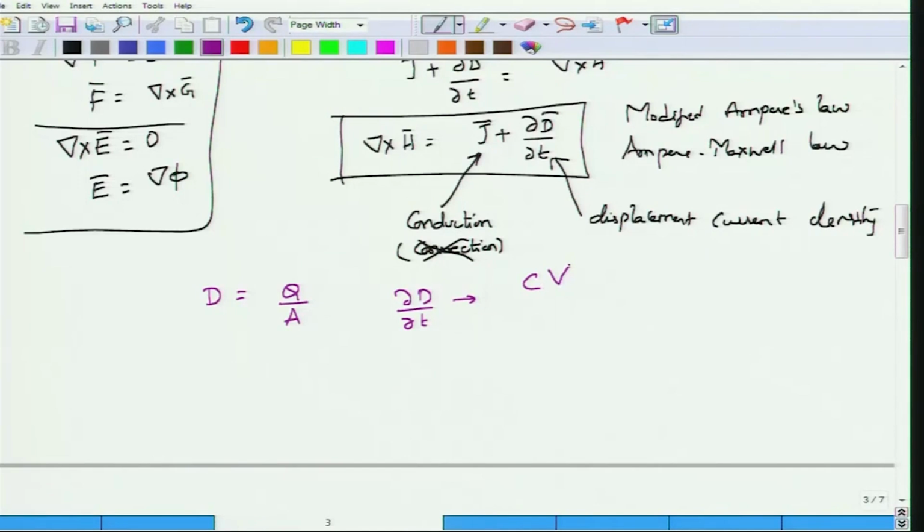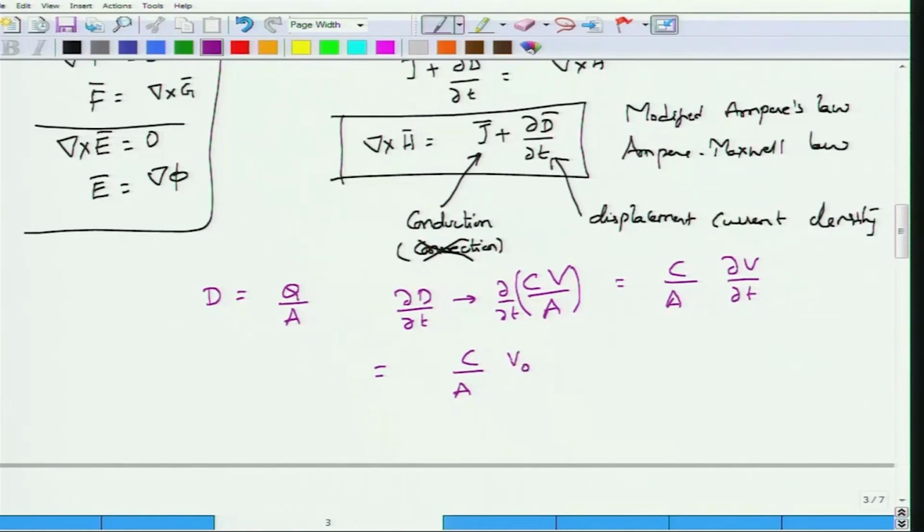That would be C into V. For a capacitor, charge is C into V divided by A, right. So del D by del T will be del by del T of this quantity, which I can obtain by removing this C and A outside here, and then say that del V by del T. Now C by A, what is del V by del T?